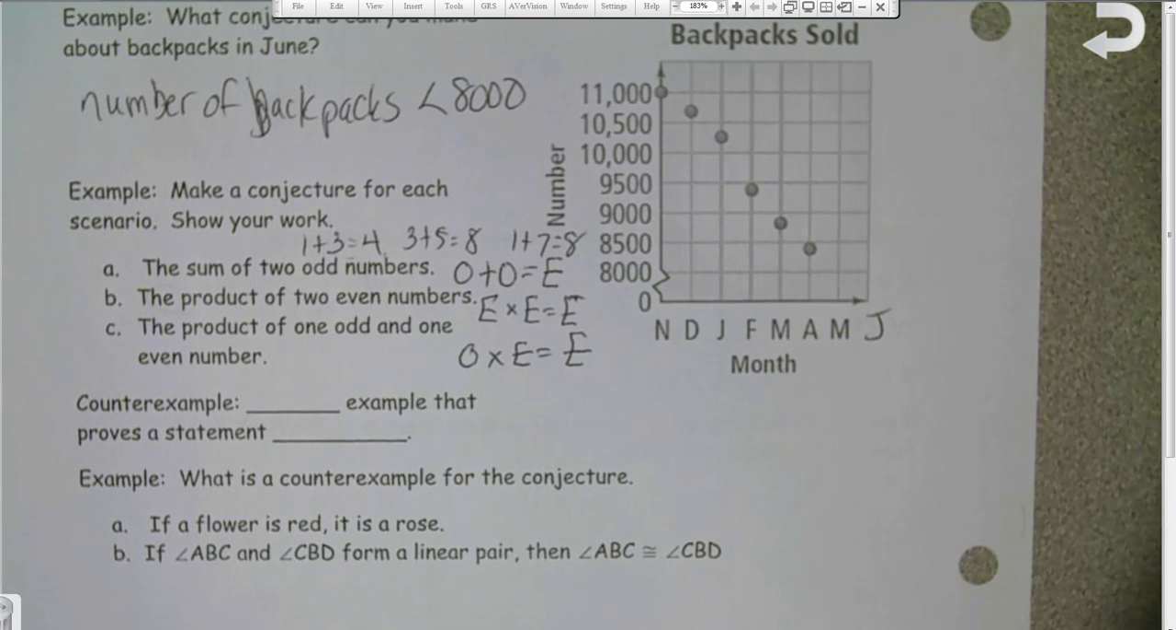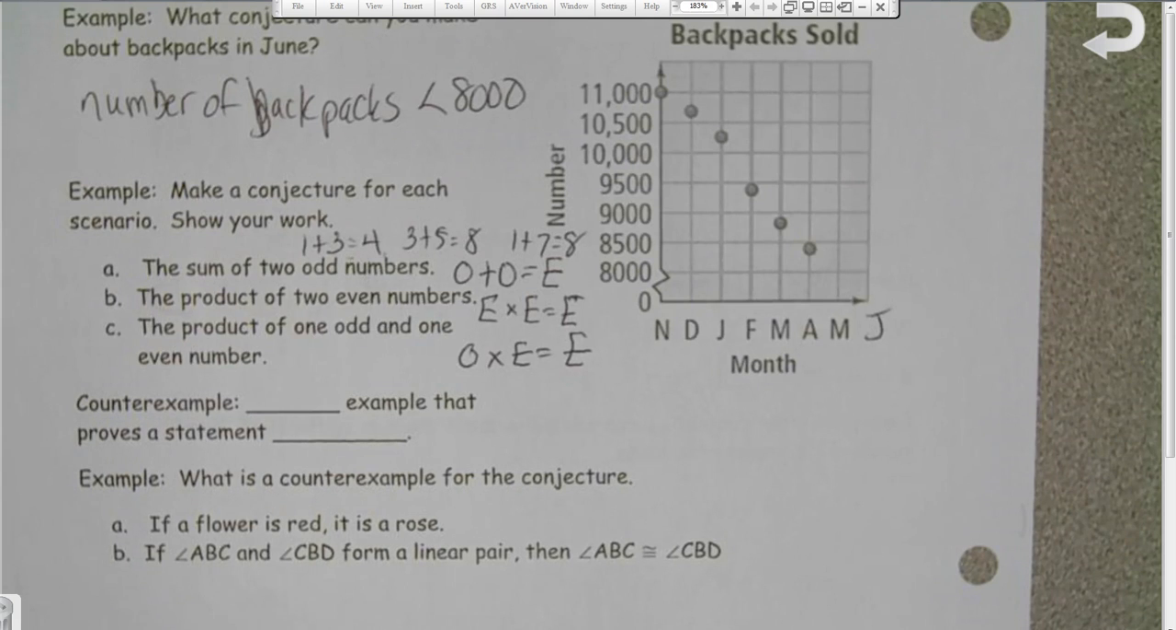Okay, hopefully you realize that an even times an even would always equal an even, and then also an odd times an even would always equal an even. And so that is the conjecture for that information.